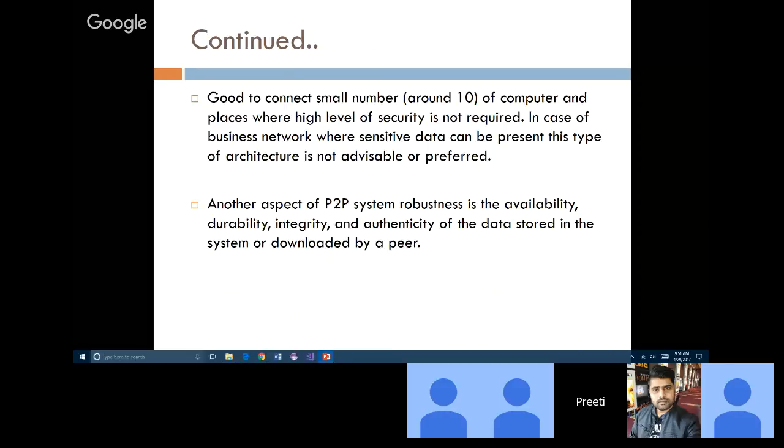This type of system is actually good for a network with a very small number of computers. But when we talk about a big network with lots of devices to connect, it might not be advisable because of security reasons, so that sensitive data does not fall into the wrong hands. So this is only good for a small number of computers or a small network. This kind of system also faces challenges of availability, durability, integrity, and authenticity of the data. For example, I use Skype almost every day, and I get random requests from random people, and sometimes Skype doesn't work. Those are the problems a P2P system faces.